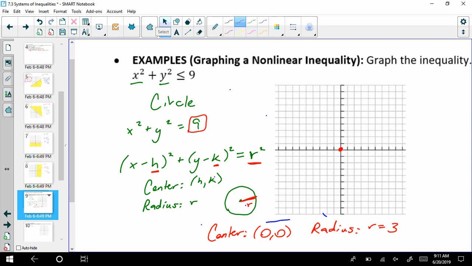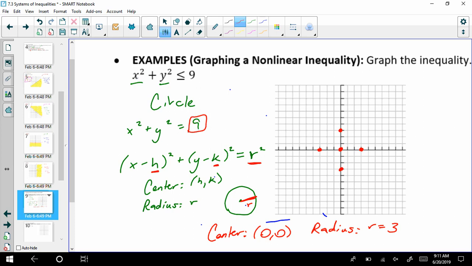Now, here's what I want you to do to graph it. On MyMathLab, it will be easy because there's a circle tool. But on paper, since our radius is 3, we're going to go 3 away. So I'm going to go 3 to the right of the center. I'm going to go 3 up from the center. I'm going to go 3 left, and I'm going to go 3 down.